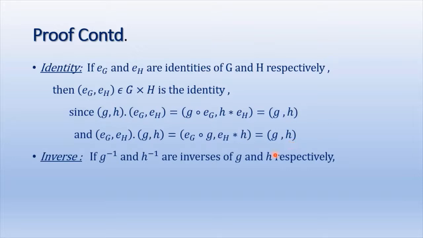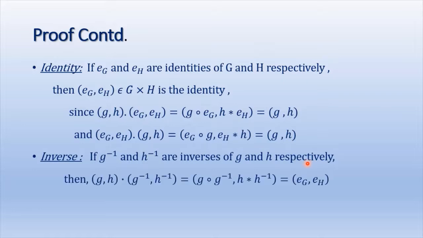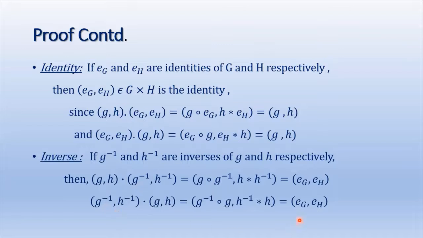Similarly, you can find the inverses also. If G inverse and H inverse are the inverses of G and H respectively, then (G, H) dot (G inverse, H inverse) will be equal to (G dot G inverse, H star H inverse), which will be equal to (EG, EH). On operating on the right side and left side, both these will be equal to (EG, EH).